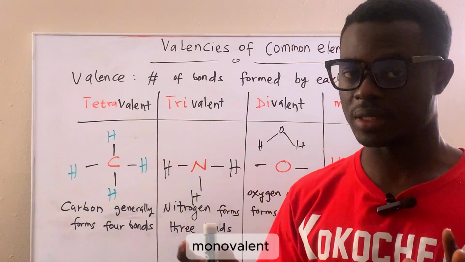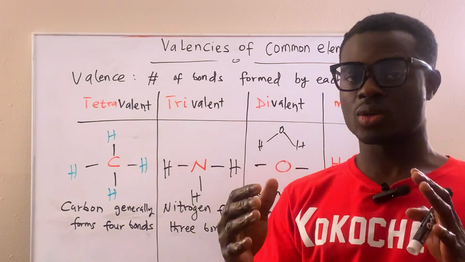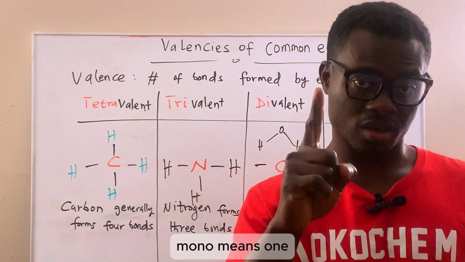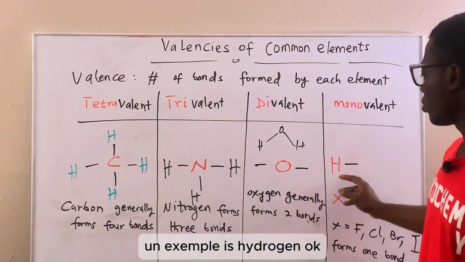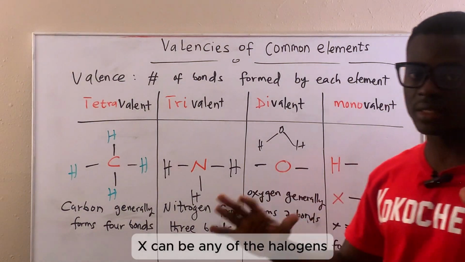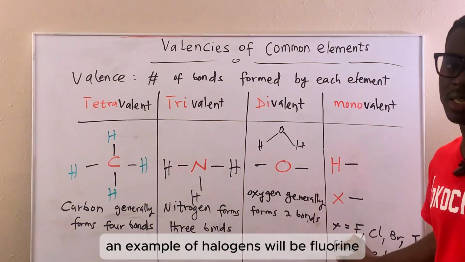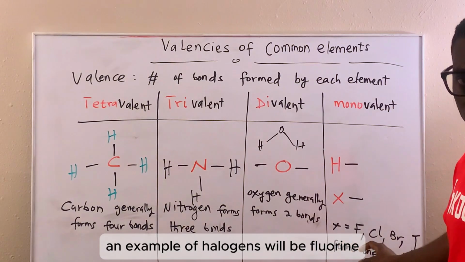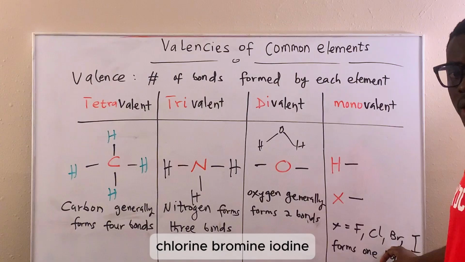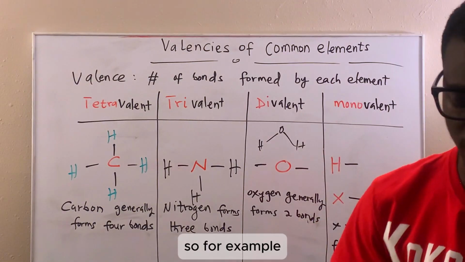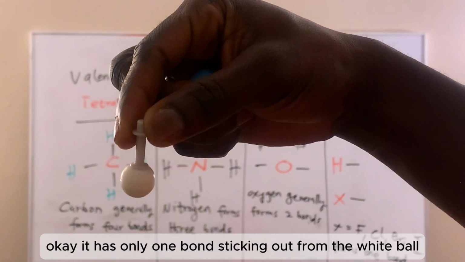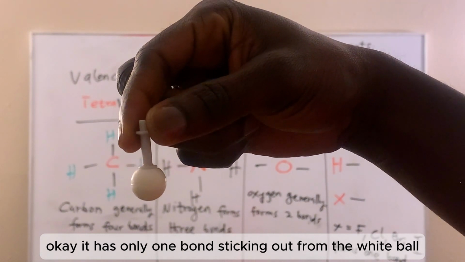Monovalent: the number of predictable bonds for that atom or element is 1. Mono means 1. An example is hydrogen. In this instance, X can be a halogen. Examples of halogens are fluorine, chlorine, bromine, and iodine. For example, we can say this is a hydrogen, and it has only one bond sticking out from the white ball.